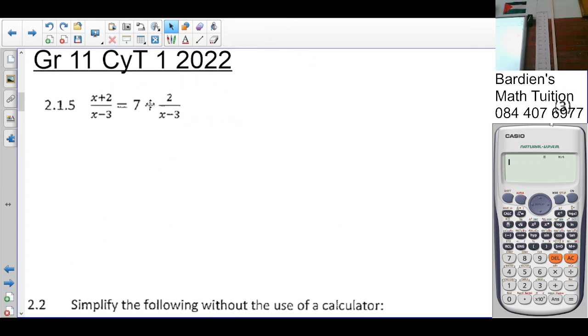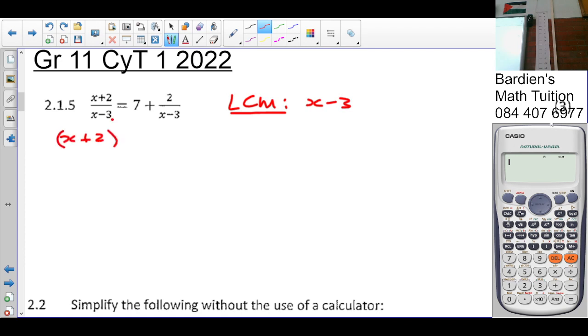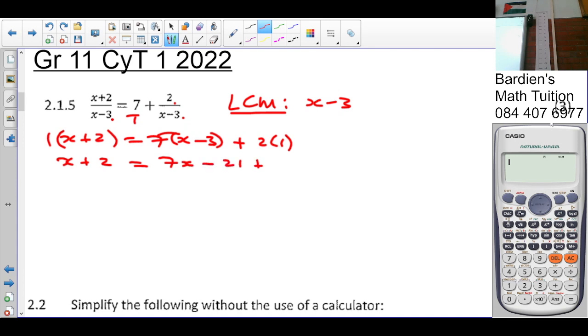Look at the next one. So what's my LCM here? x minus 3, not so? So that must be multiplied by 1. So it's x plus 2 times 1. That's over 1, so that must be multiplied by x minus 3. That must be multiplied by 1. So it's 2 times 1. That's going to give you x plus 2, 7x minus 21 plus 2.